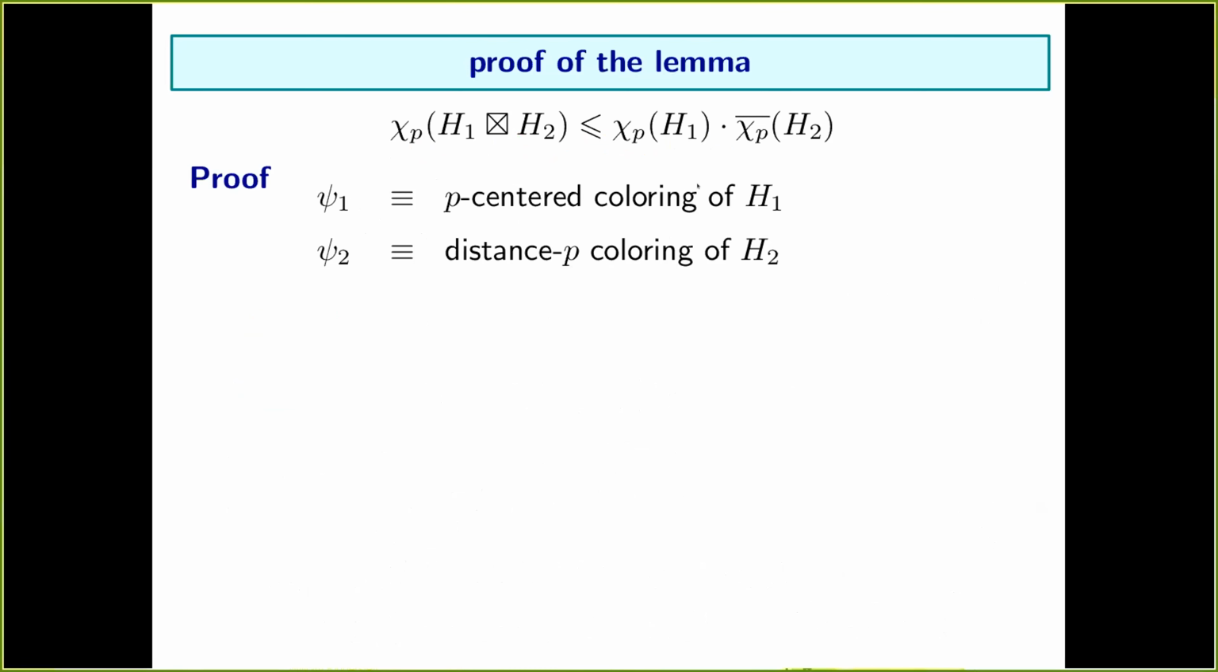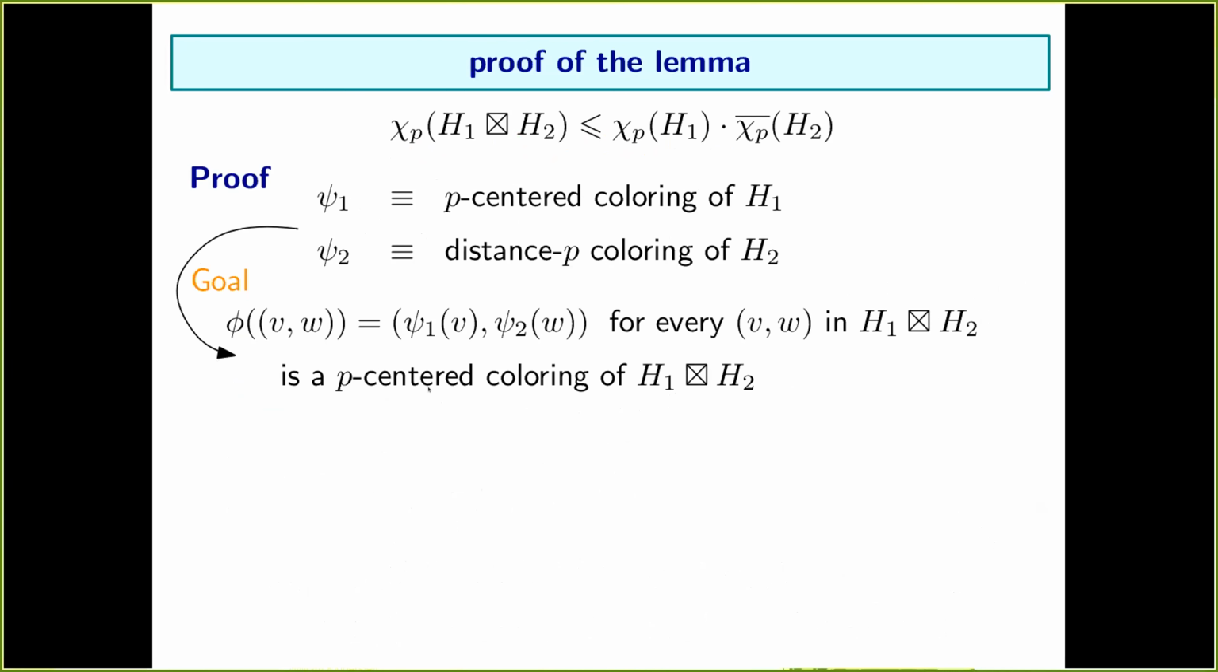Take a p-centered coloring of H1, let's call it C1. Take a distance p coloring of H2, let's call it C2. And now consider the product coloring. The claim is that this product coloring is a p-centered coloring of the full product.